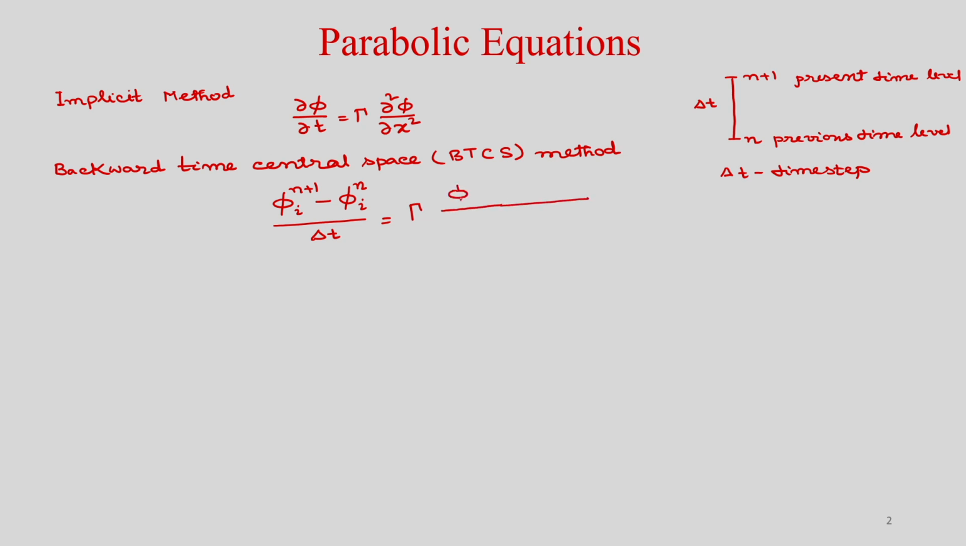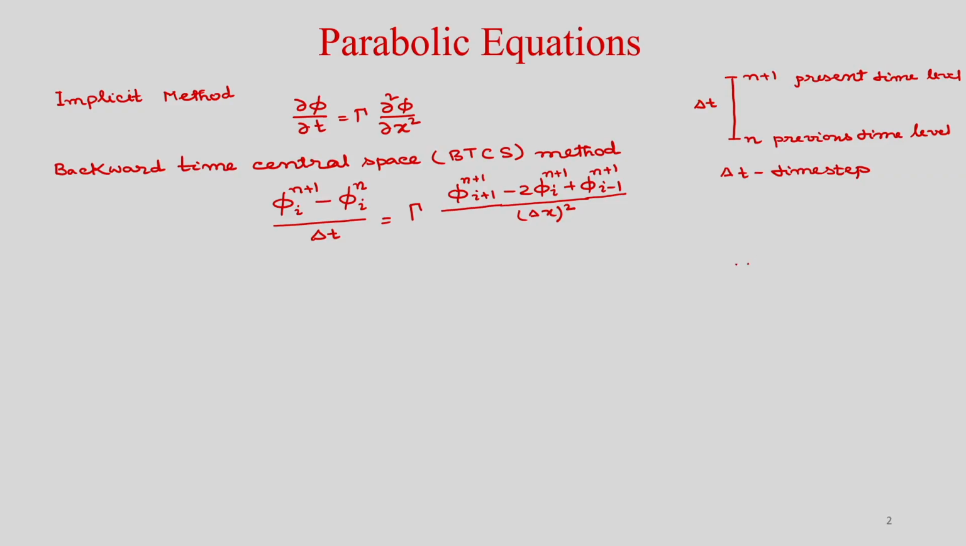So, it will be phi I plus 1 minus 2 phi I plus phi I minus 1 divided by del x square. So, as it is backward in time, all these phi will be taken from the time level n plus 1, which is your present time. So, you can see that we have more than one unknown, because at I plus 1 and I minus 1, at these discrete points we have unknown phi at time level n plus 1.